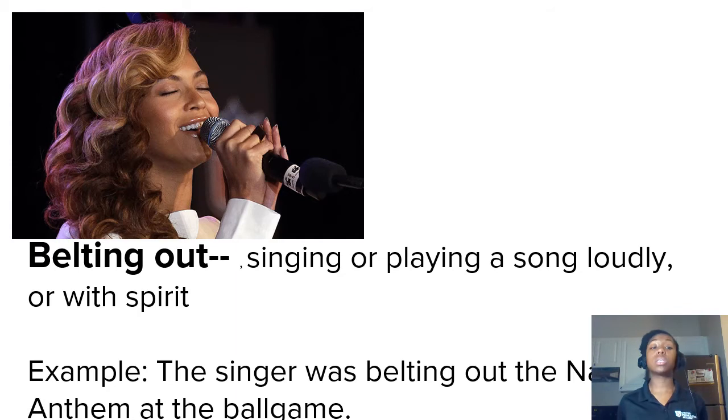Belting out. That's another expression, scholar. It means singing or playing a song loudly or with spirit. For example, I would say the singer was belting out the national anthem at the ball game.